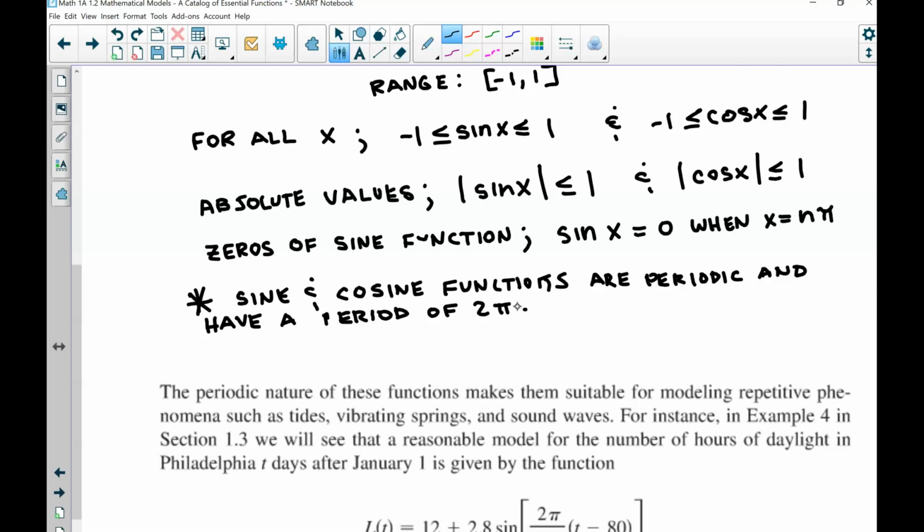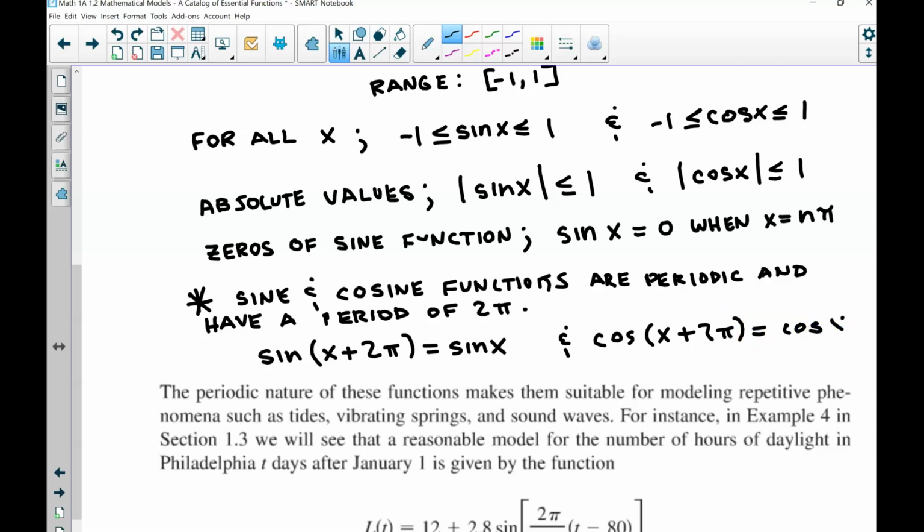So what this means is for all values of x, the sine of x plus 2 pi is equal to the sine of x, and the cosine of x plus 2 pi is equal to the cosine of x.